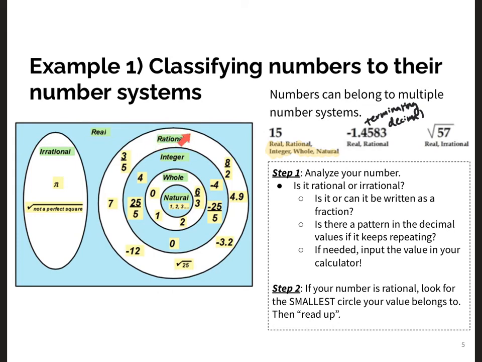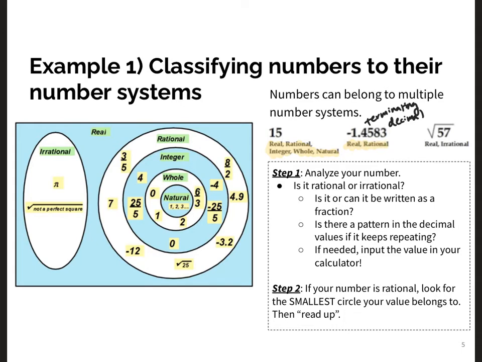So this is probably the smallest circle that I can classify this number into. So because I can classify it into rational numbers, I can just read up, and my next biggest circle is real number. So I'm going to classify this as a rational and a real number.